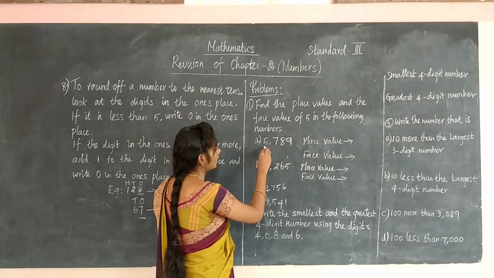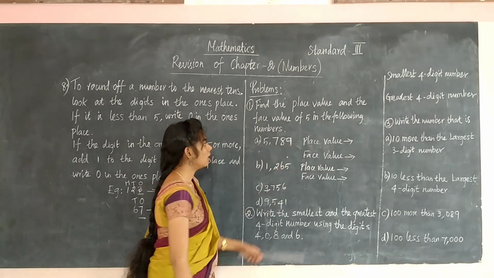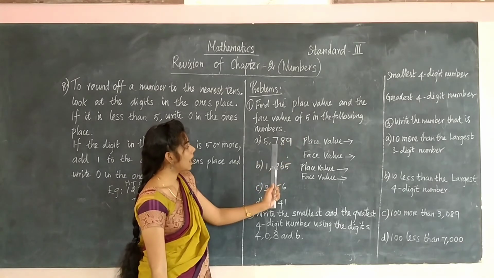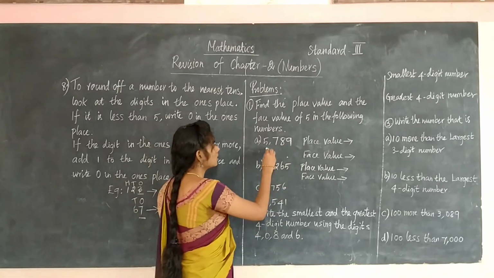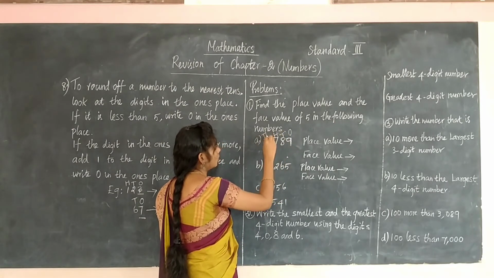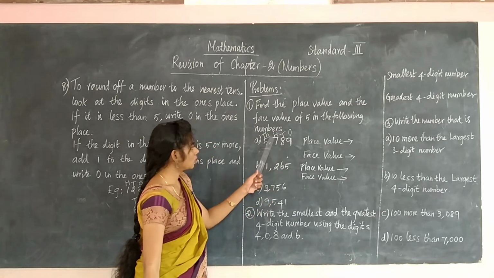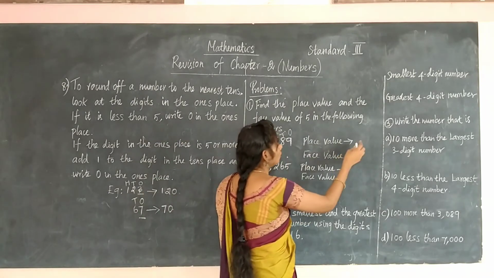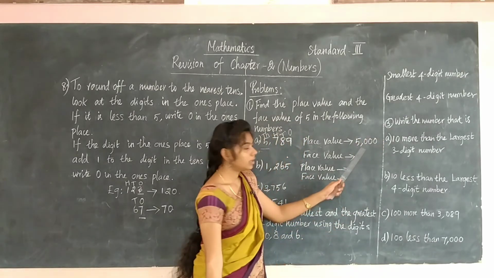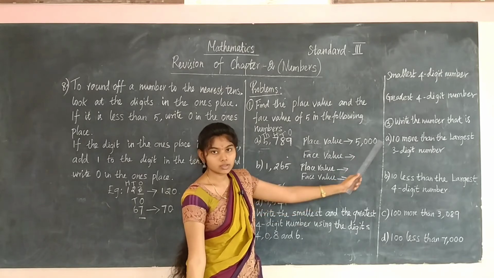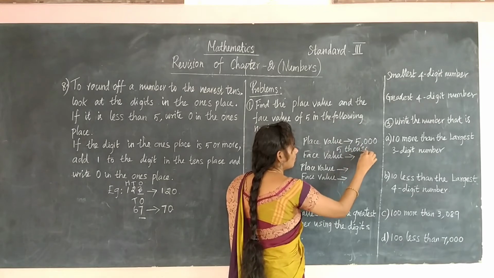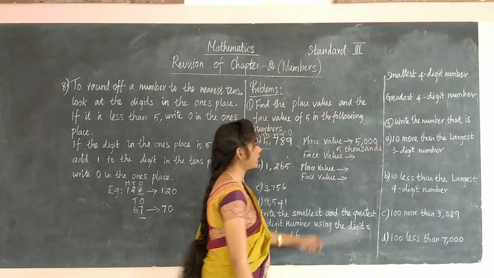First one is 5789. 5 is asked. For 5 you have to find the place value and the face value. First write the place values: ones, tens, hundreds and thousands. 5 is in the thousands place. So how will you write the place value? As 5000. In words also you can write five thousand. Like this way also you can write the place value.